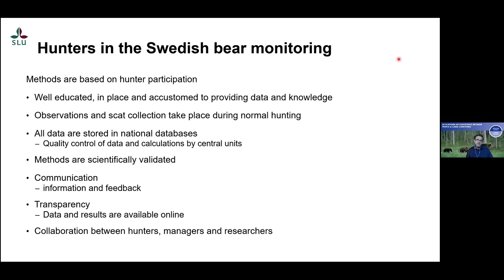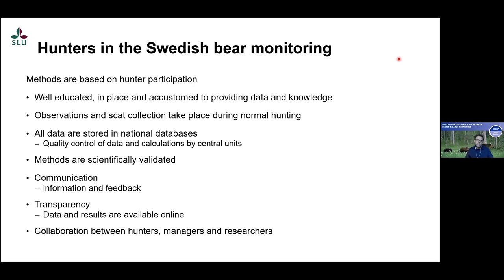Another crucial thing is that all the observations and scat collection take place during normal hunting, when they are already out there. So they don't need to take an extra trip out to the hunting area. So it's something that they can do when they are already there. And I think that it's also a very important thing when you time where and when you will do your monitoring.